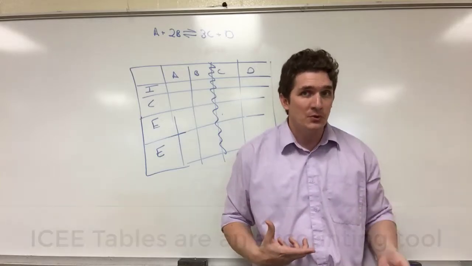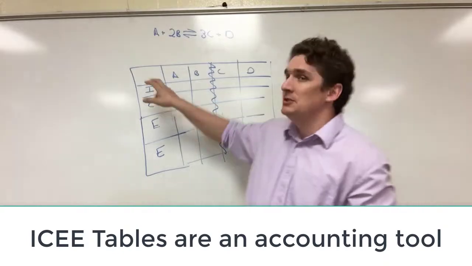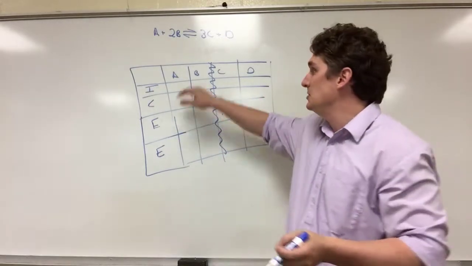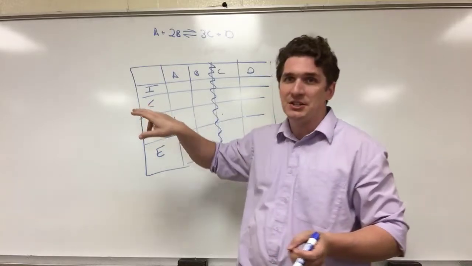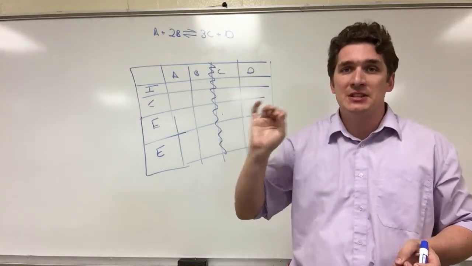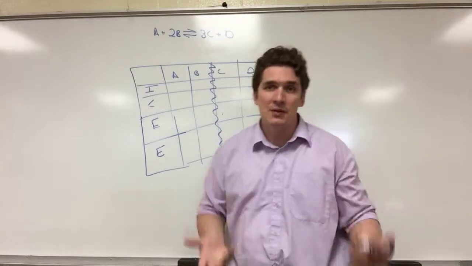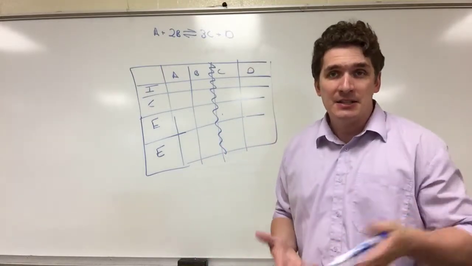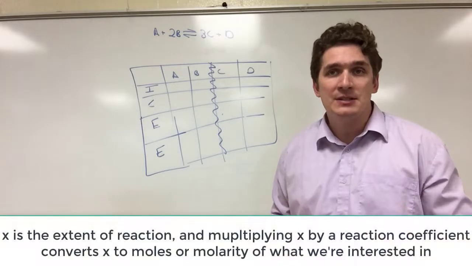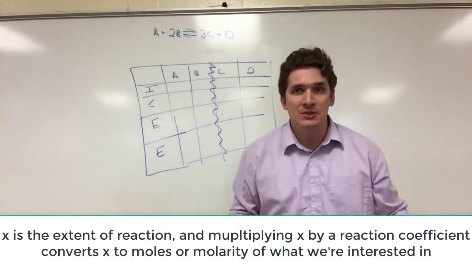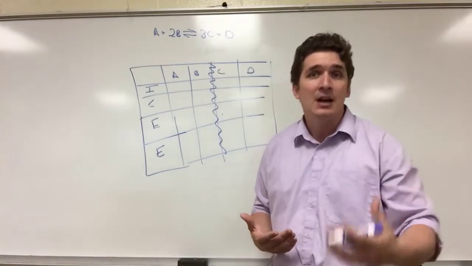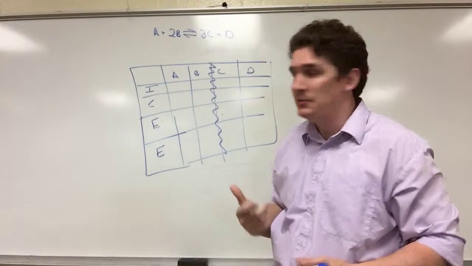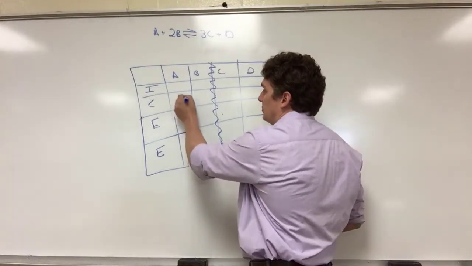are. Now, there are 4 rows in an ICE table. I, here, is going to be your initial concentrations. You may be given them, you may be asked to find them, but this is where your initials go. The change here is purely in terms of extent of reaction. Because we don't know how far the reaction went, we're going to represent it with a dummy variable x. x is the extent of reaction, and the property of x is if we take x and multiply it by a reaction coefficient, it gives us moles or molarity of what we're looking at. So in the case of A, it has a 1 in front of it, so we're going to multiply the extent of reaction by 1.